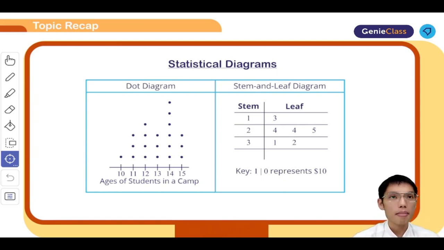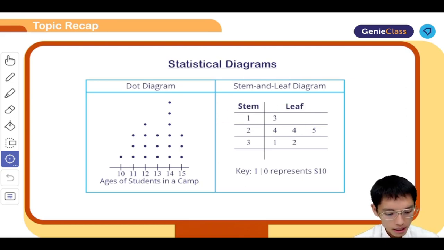And also another way, stem and leaf. Okay, this is the stem. This is to count the 10th digit. Or depending how many numbers are written here, can be 100, thousands. But the leaf over here is usually written as the 1th digit. So the key over here, if they say 10 represents $10, in this case, these are your money.